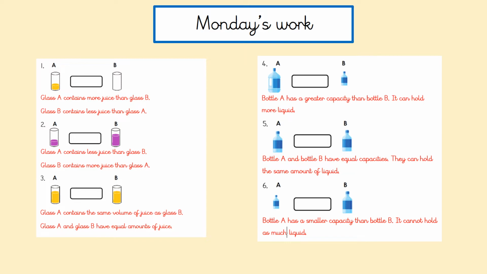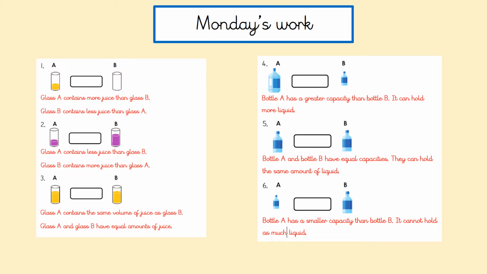For question two, you could have said glass A contains less juice than glass B, or the opposite, glass B contains more juice than glass A. For question three, you could have said glass A contains the same volume of juice as glass B, or glass A and glass B have equal amounts of juice, anything to show that they both have the same amount. For questions 4, 5, and 6, we were comparing capacities.